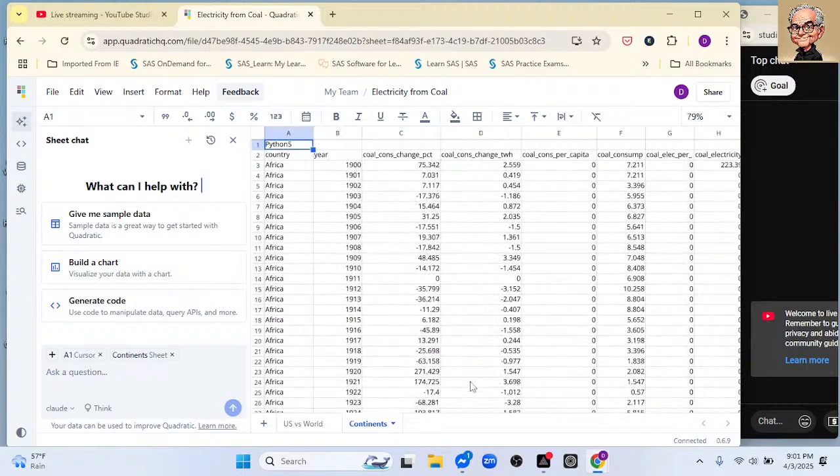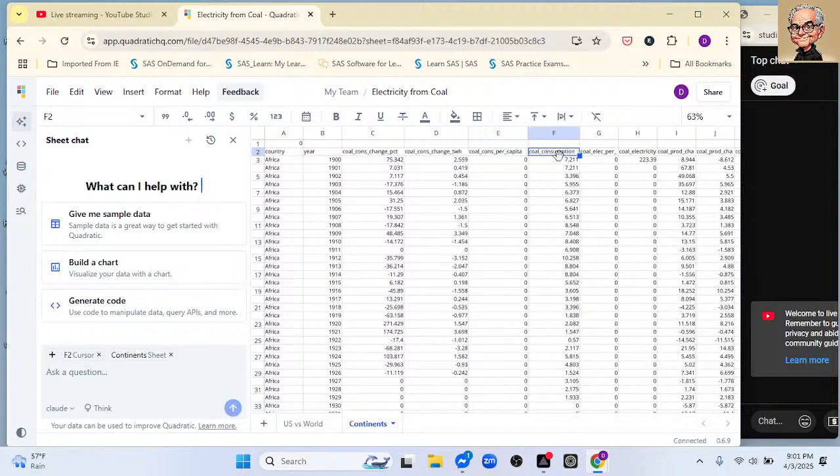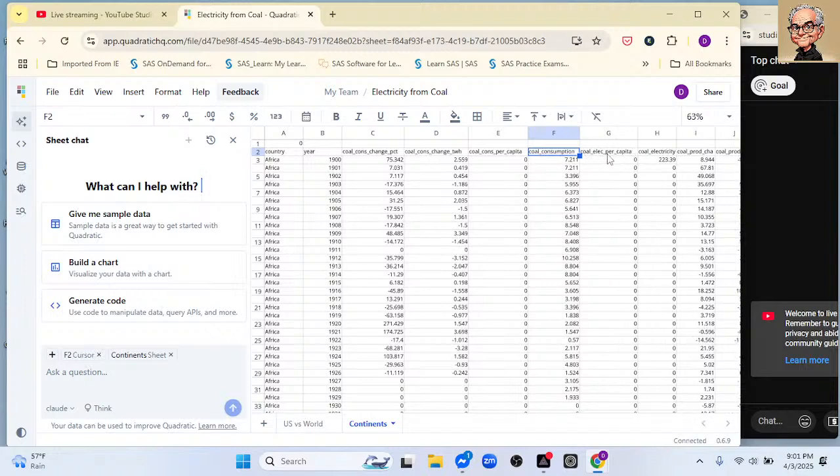So the basic functions are to scroll left and right, hold down the shift key and use the mouse roller. And to zoom in and out, hold down the control key and the mouse roller. So what you can see is we got country, continent, coal change percentage, coal change terawatt hours, coal per capita, which is one we're interested in, and coal consumption. So this would be coal consumption per capita. This is total coal consumption. This is coal electricity per capita.